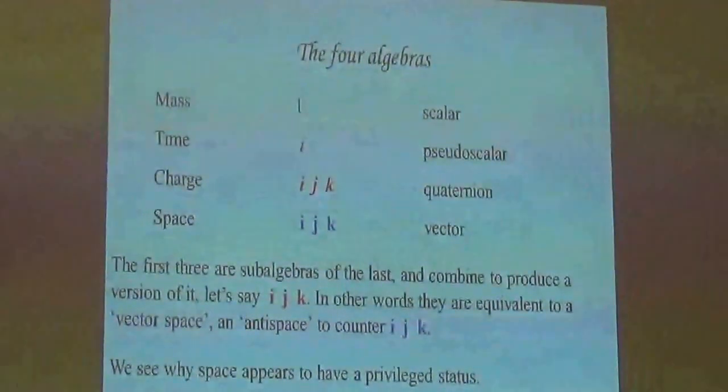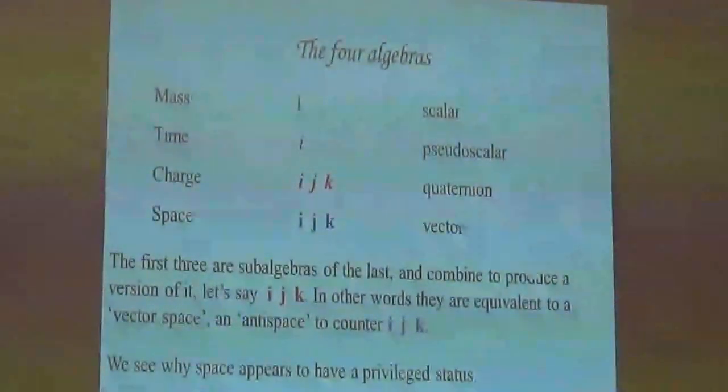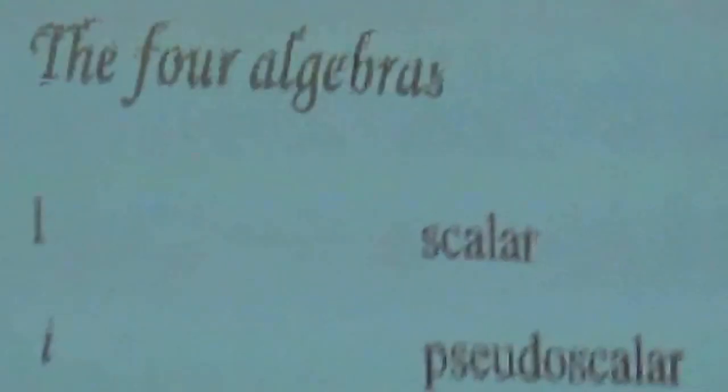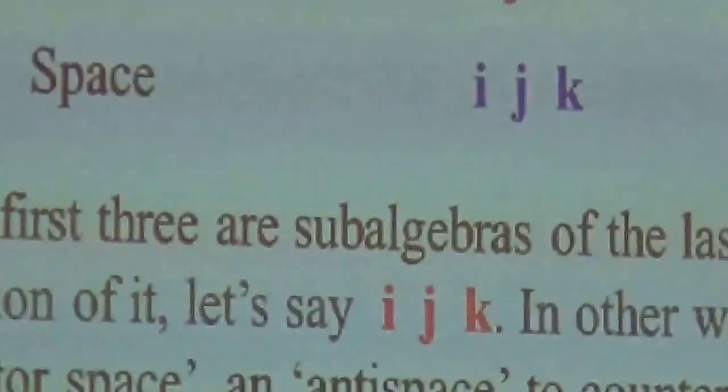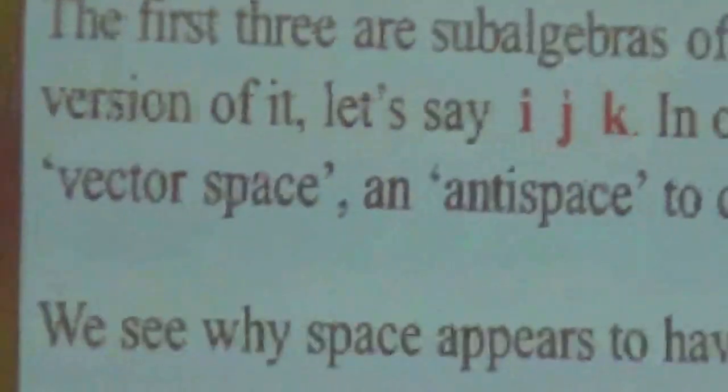So we start with mass, which is a scalar, time, which is a pseudo-scalar, charge, which is a turning space, which is a vector. And this is another symmetry that comes into it. So we see how all these symmetries build up onto each other. Charge, time and mass put together.